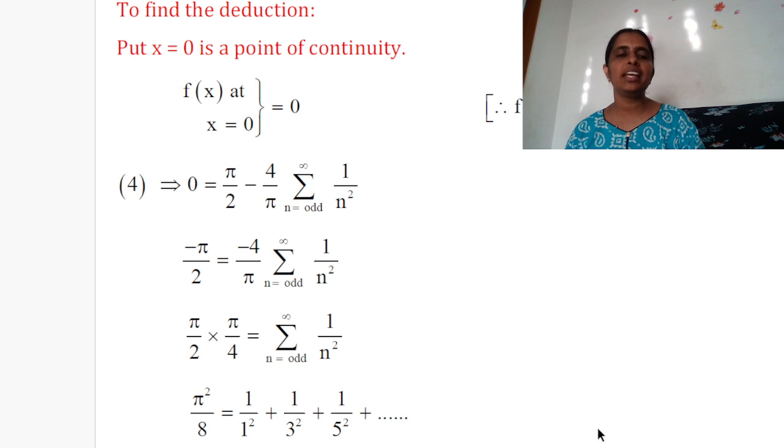That is pi square by 8 equal to 1 by 1 square plus 1 by 3 square plus 1 by 5 square and so on. Therefore 1 by 1 square plus 1 by 3 square plus 1 by 5 square and so on equals pi square by 8. Okay, this problem is completed now.